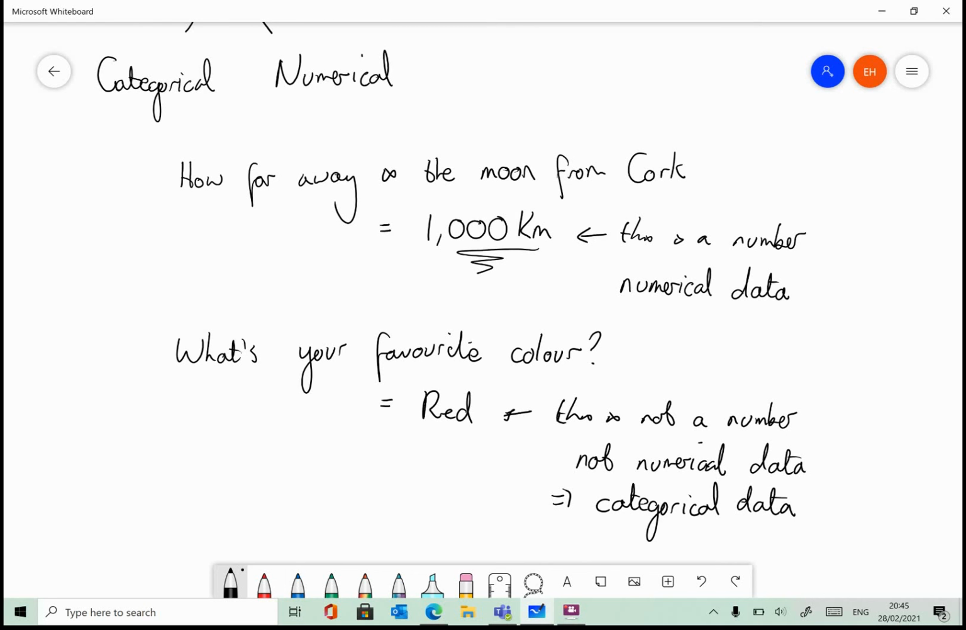Now, when you guys go into Leaving Cert, we'll be refining that down even more. But if the answer to the question is a number, then you're dealing with numerical data. If the answer to the question is something other than a number, you're dealing with something that is not numerical, which is categorical data.